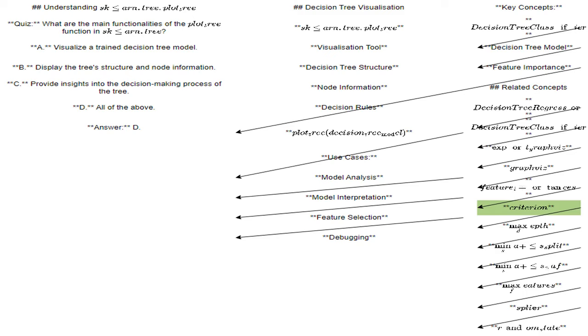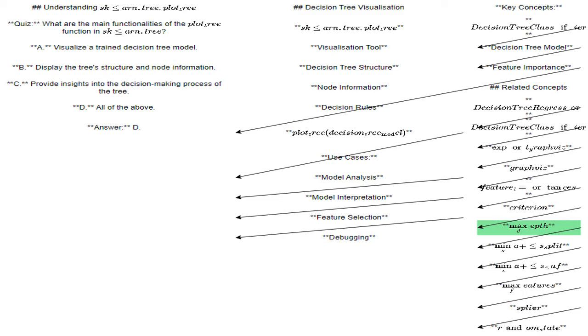D. All of the above. True. The plot_tree function in sklearn.tree combines all these functionalities. It visualizes the trained decision tree model, displaying its structure and node information, thereby providing insights into the decision-making process. All of the above. Decision tree visualization.